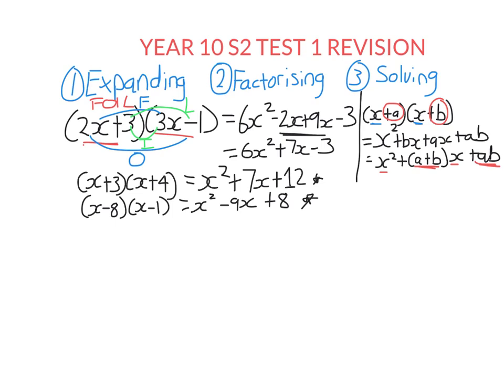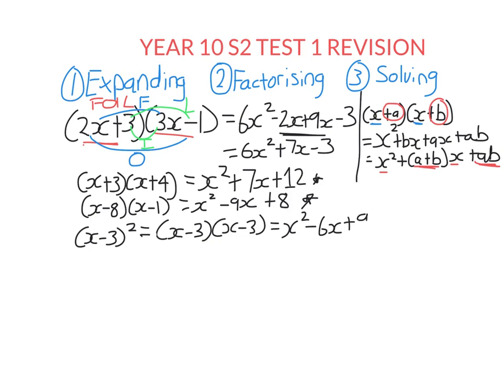So we can apply this quick method to perfect squares. For example, if I had x minus 3 squared, that just means x minus 3 multiplied by itself. So using our quick method, that would be x squared. The coefficient of x is minus 3 plus minus 3. The constant term is minus 3 times minus 3.